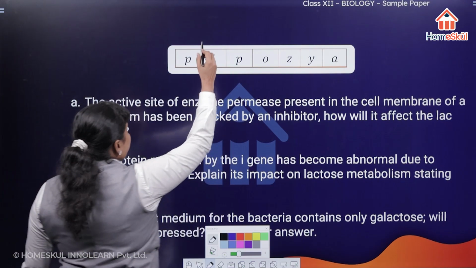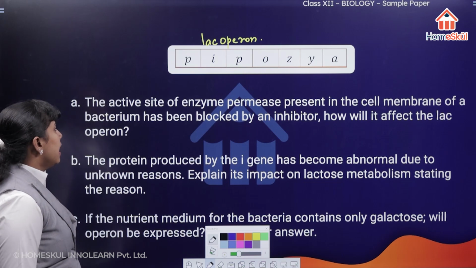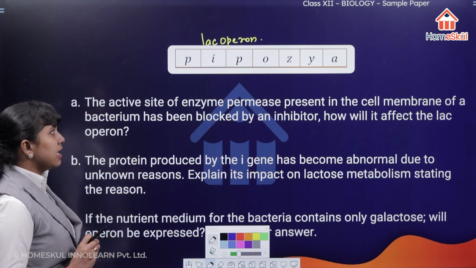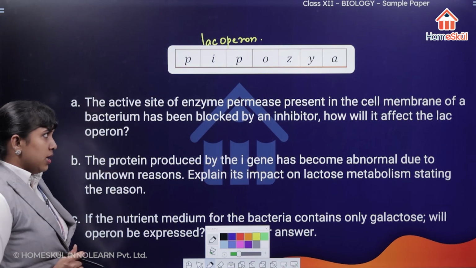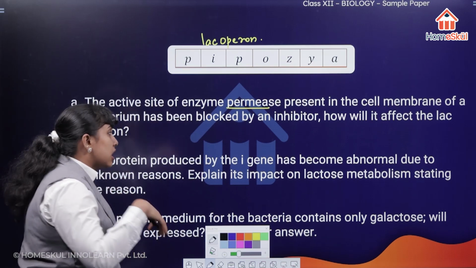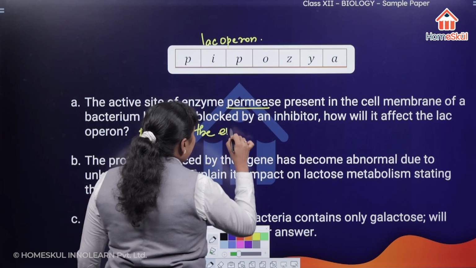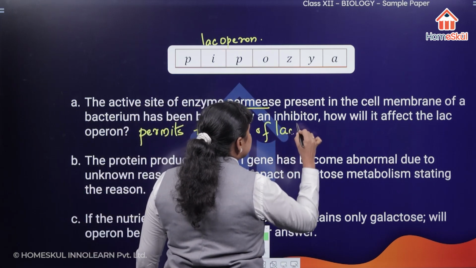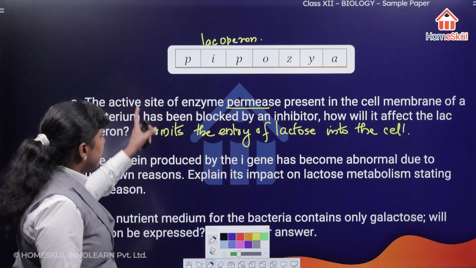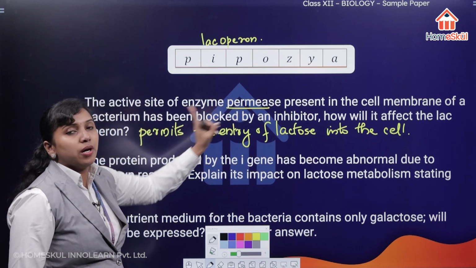See, you can see a lac operon here, right? This is the lac operon. It is involved in lactose metabolism. And the active site of enzyme permease present in the cell membrane of a bacterium has been blocked by an inhibitor. How will it affect the lac operon? The enzyme permease permits the entry of lactose into the cell, right? But the active site of permease has been blocked, so the activity of the permease will not happen there.